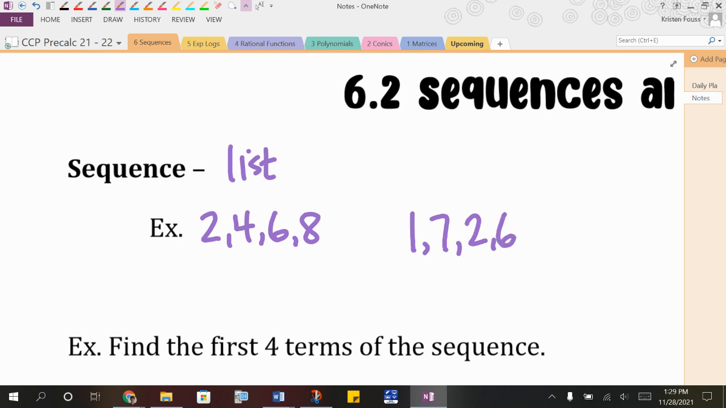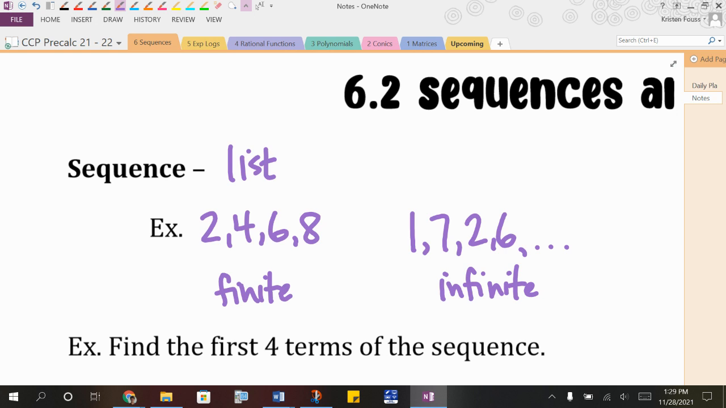I could have a finite sequence. This first sequence would be finite because I stopped it after 8. If I want to take my second sequence and make it infinite, all I'll have to do is put a dot, dot, dot after. So if we see that dot, dot, dot, we know it's an infinite sequence. If we don't see that, then we can say that that is a finite sequence that has 4 terms in it.